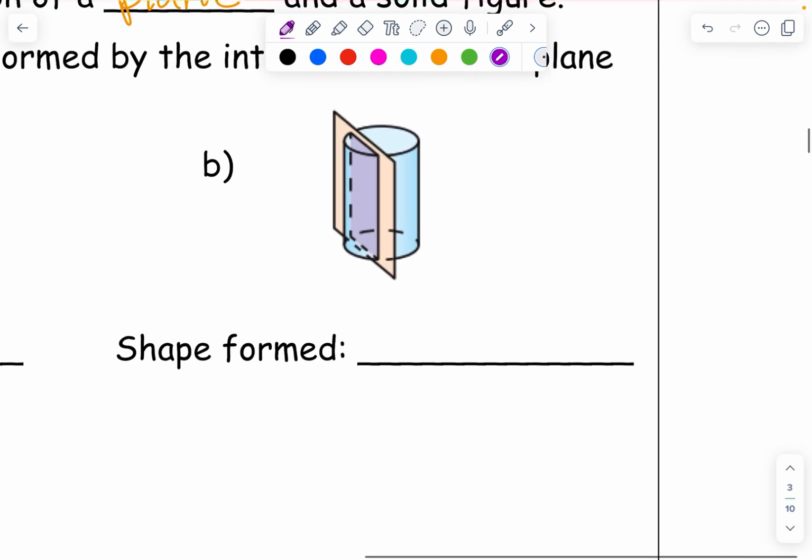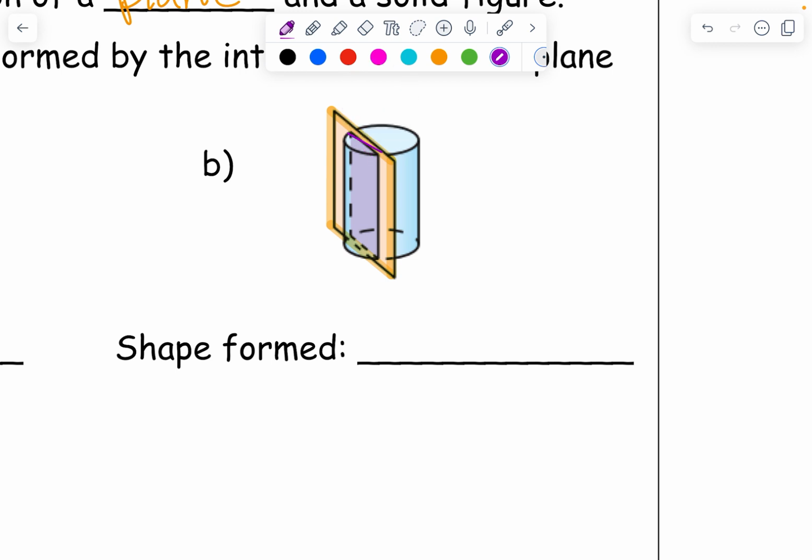All right, next one. We see our orange sheet is our plane. It is cutting our cylinder vertically. See, it doesn't have to cut it horizontally. It can cut it vertically. And it is creating a what? Let's outline it. What is it making?